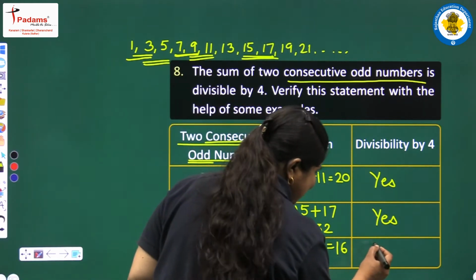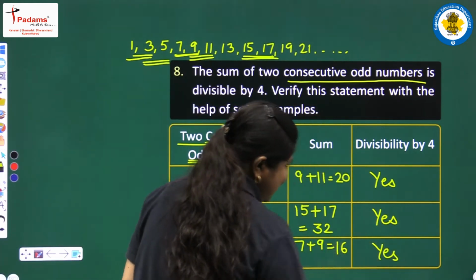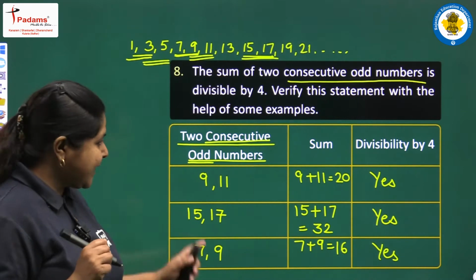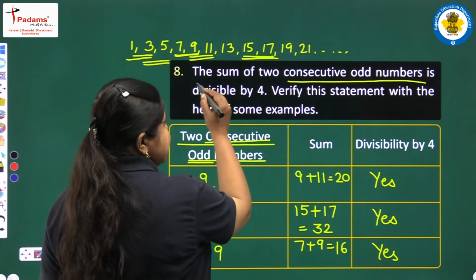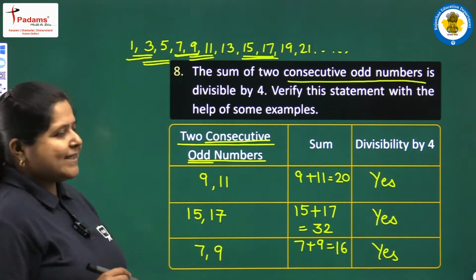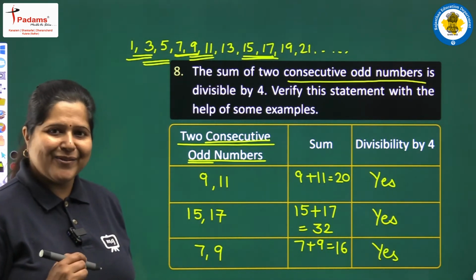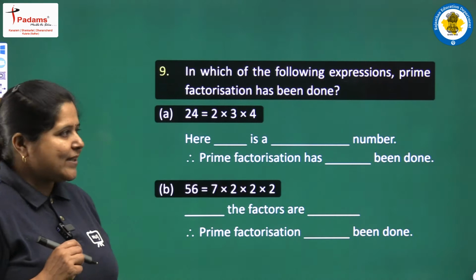So yes, once again. So in this way, by taking these examples, we have verified that yes, the sum of two consecutive odd numbers is always divisible by 4. We take up the next question.